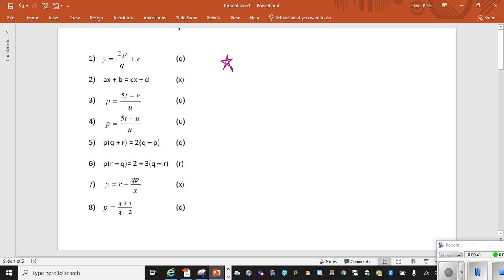If your subject is trapped inside a fraction, whether it's in a numerator or in a denominator. If we have a look at this one here, for example, question 3, we want to make u the subject, u is trapped within the fraction. Question 4, it's trapped in two places, numerator and denominator. Question 7, x, our subject, is trapped in the denominator. Question 8, q is trapped inside denominator and numerator.